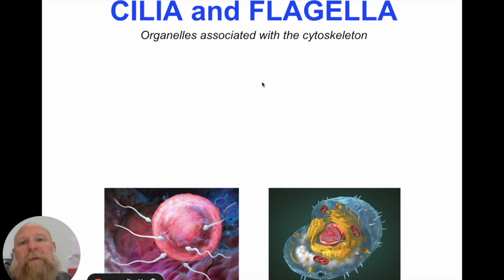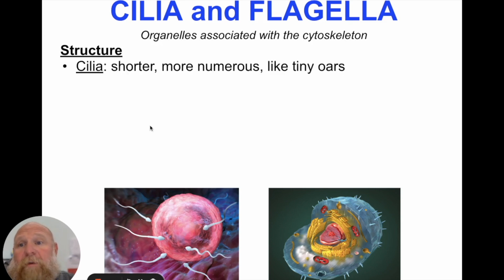So when we're talking about cilia and flagella, and you have two images down here, the structure comes in two different packages here. One, cilia, is going to be shorter, more numerous, like tiny oars. So take a second and just look down here. Which one of these do you think the projections are shorter on? This one on the right or this one over here on the left? Well, obviously, it's going to be cilia over here on the shorter one, these little hair-like projections right here.